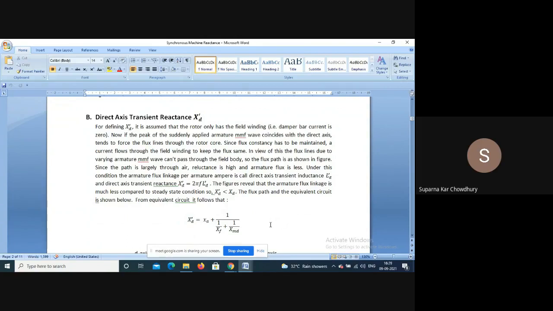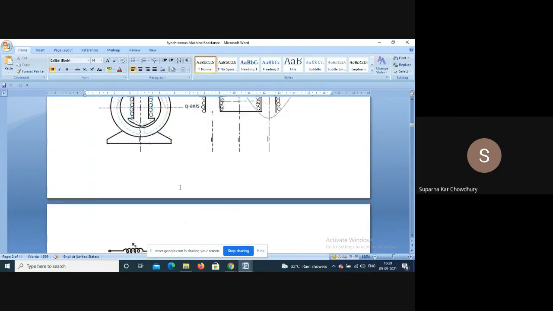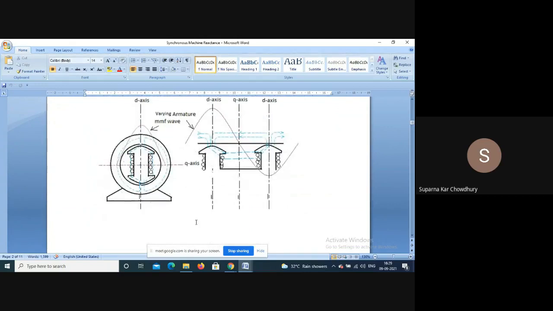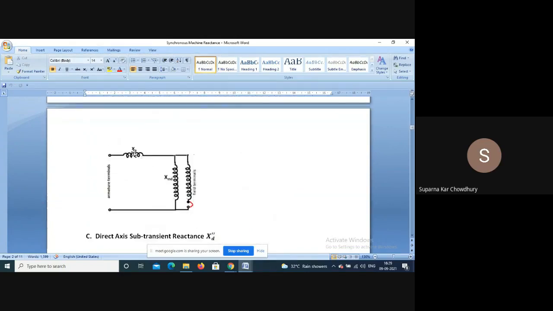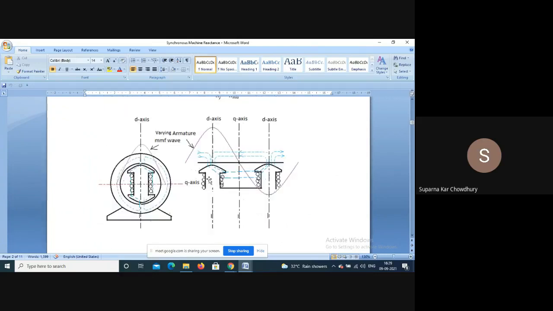Now in the equivalent circuit we will have XA, the leakage reactance, the magnetizing reactance in the direct axis, and the field circuit will appear to be closed because it will have an effect on the armature MMF. And the flux distribution we can consider like this. This is the MMF wave coincident with the direct axis.